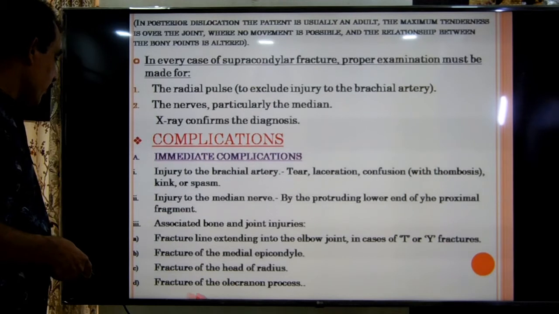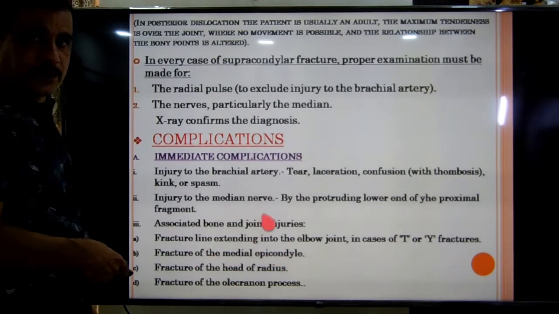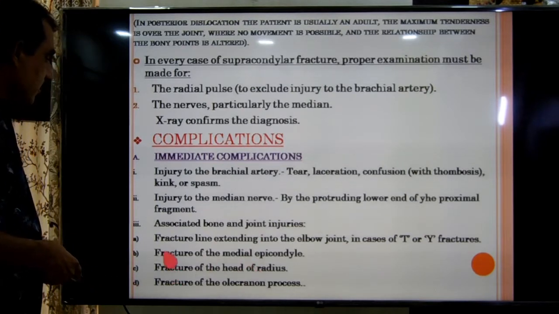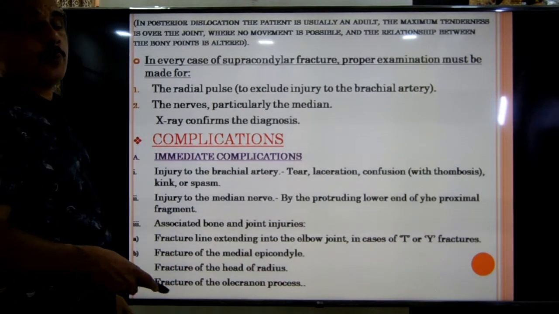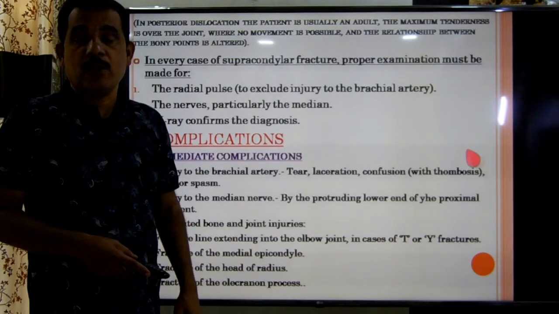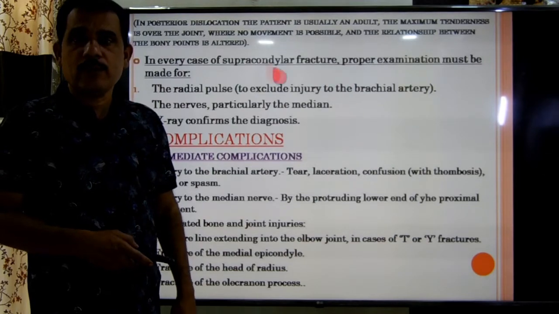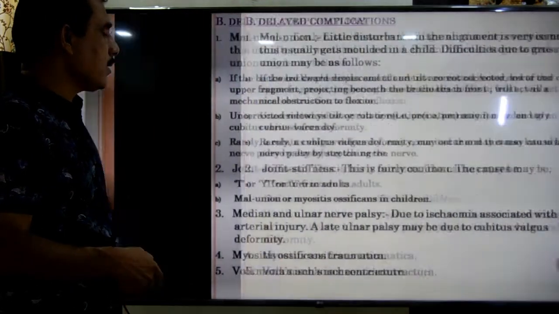Then the next one is a fracture of the medial epicondyle, then a fracture of the head of the radius and a fracture of the olecranon process of the ulna. These are also common fractures occurring with a supracondylar fracture of the humerus. So these are the immediate complications.